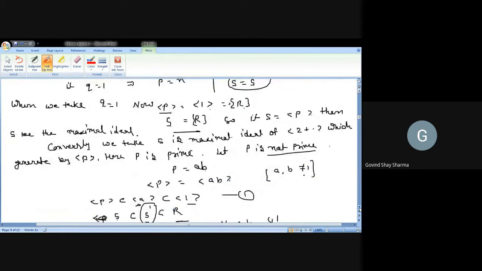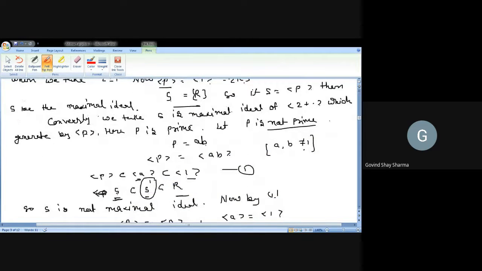In this converse theorem, we assume that S is a maximal ideal, and we will show that P is prime. S is generated by P. Let P be not prime. If it is not prime, then it is a composite number. So P can be written in this form, and that means the ideal generated by P is a subset of the ideal generated by A, and this is a subset of 1.